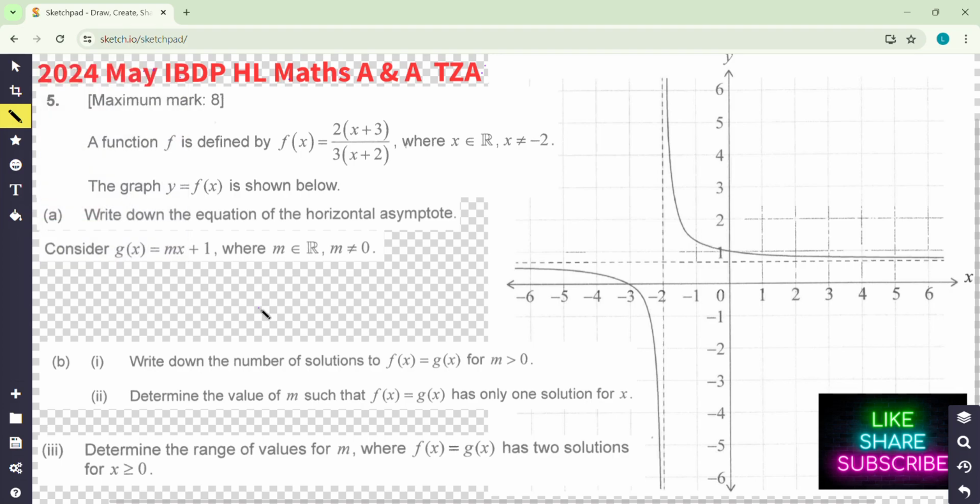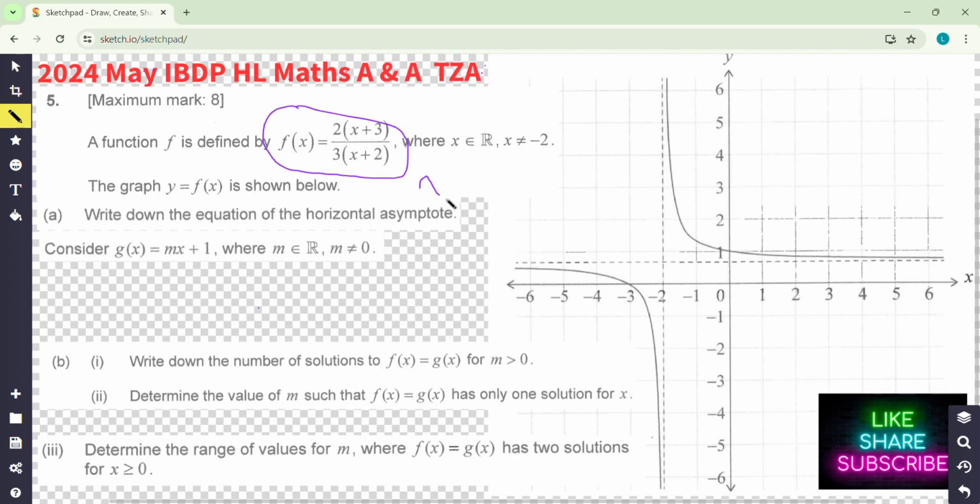Okay, question number 5 is a long question with A, B, 1, 2, 3. Just calculate them one by one. So look at the question first. A, okay. Write down the equation of the horizontal asymptote. It gives you the graphs, okay? So how to find the horizontal asymptote? Look at the function. The function is here.